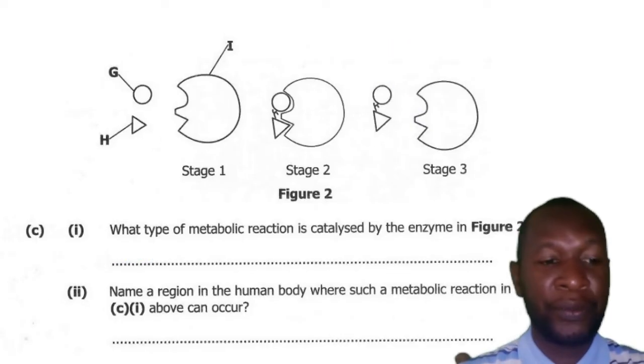Part C1. What type of metabolic reaction is catalyzed by the enzyme in figure 2? The type of metabolic reaction is anabolism. Part 2. Name a region in the human body where such a metabolic reaction in C1 above can occur. Anabolism can occur inside the liver.